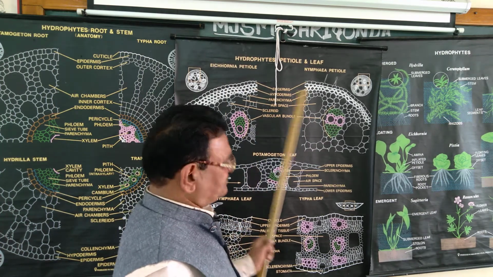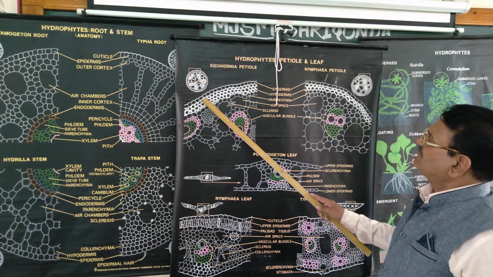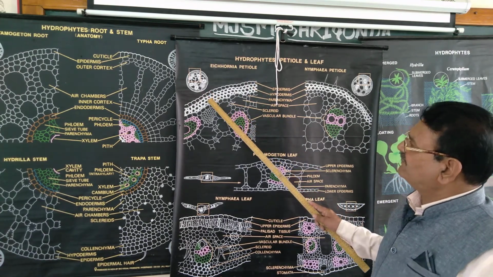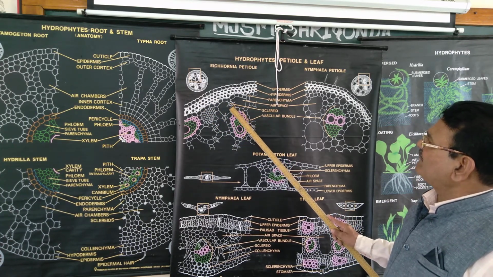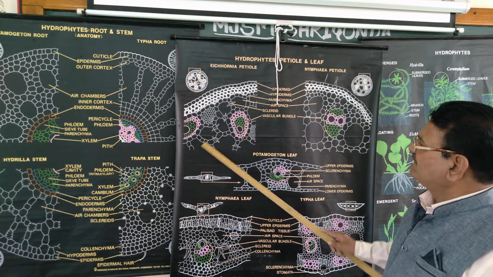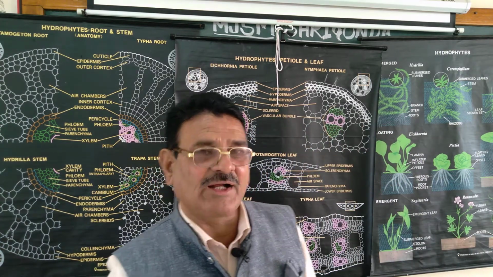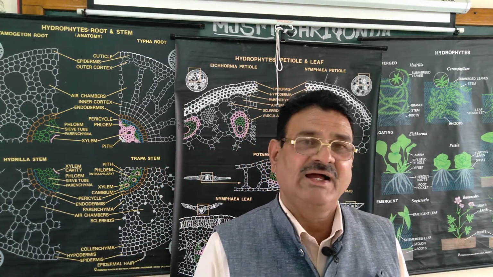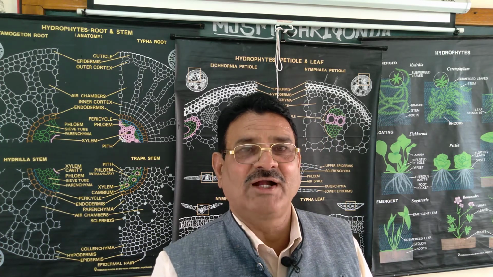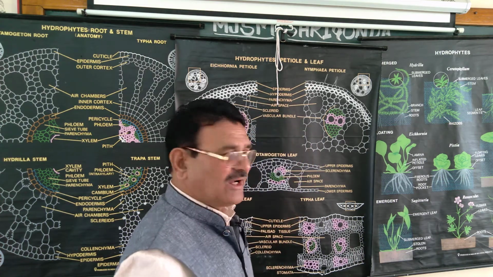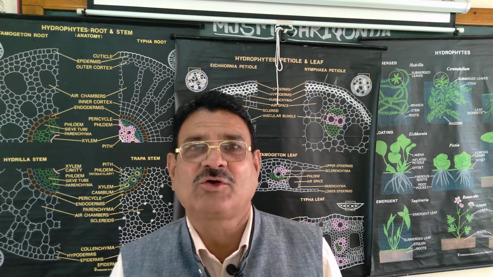Then Potamogeton petiole or Eichhornia petiole shows single-layered epidermis covered with thick cuticle, then hypodermis, then parenchyma with sclerites and single vascular bundles scattered in the cortex region. This is the ecological adaptations of Hydrilla, Eichhornia, Typha, Potamogeton, then Typha.